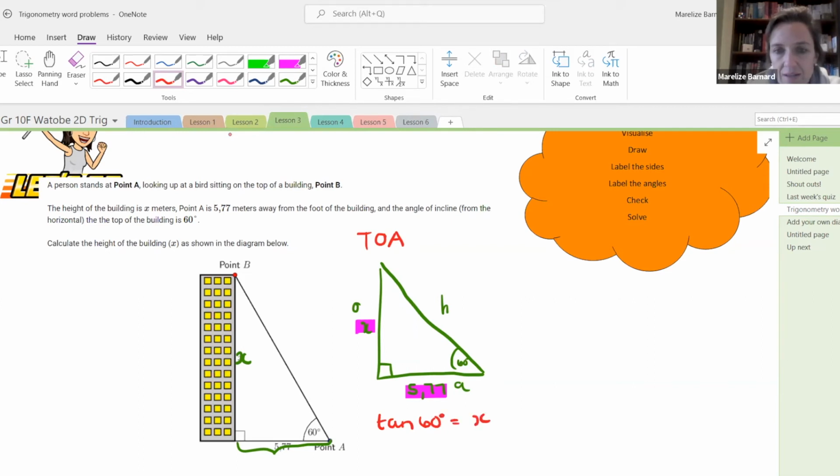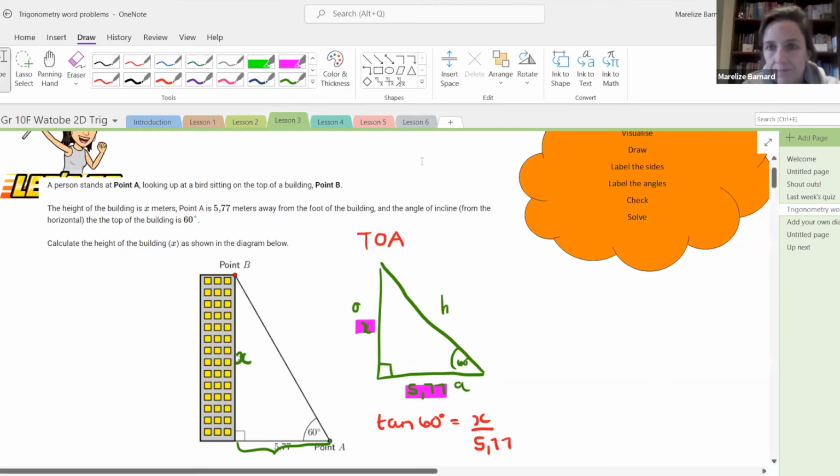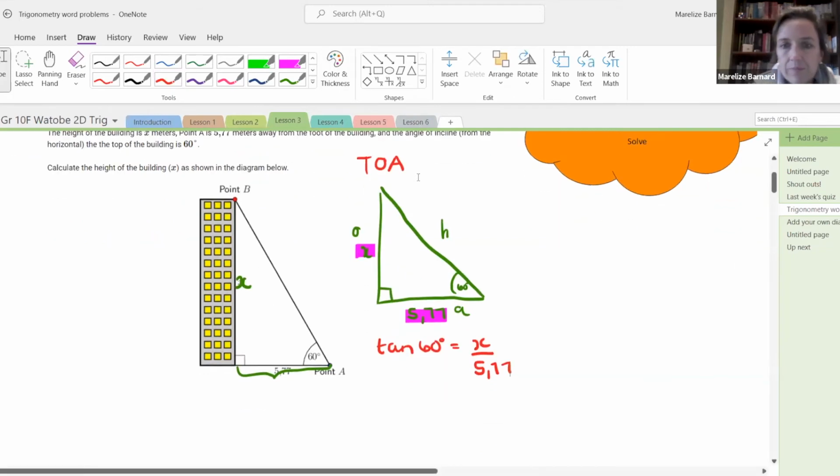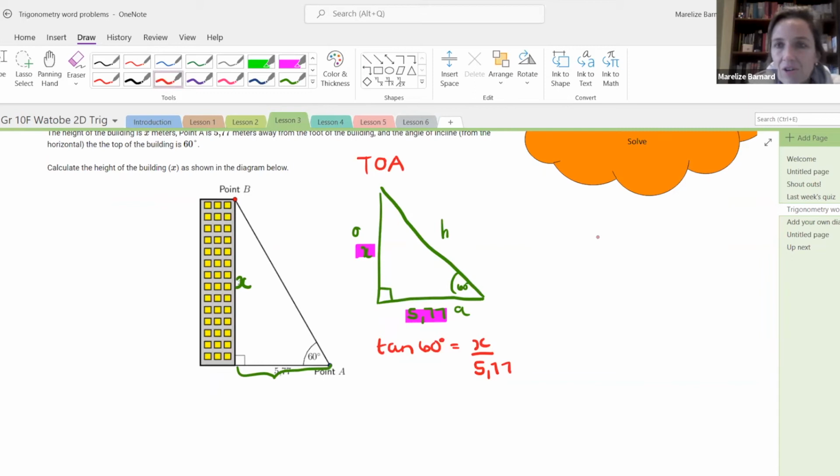Okay, so our opposite side is X and adjacent is 5.77. Now go ahead and solve for X. Great things. Post your answer in the chat so we can see.